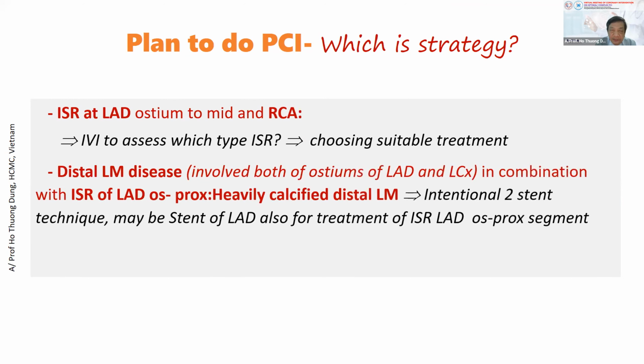The second, distal left main disease involves the ostium of LAD and circumflex in combination with in-stent stenosis of LAD, and it looks like a heavily calcified distal left main. So we must choose an intentional two-stent technique, maybe stenting the LAD also for treatment of the in-stent stenosis of LAD. With the two-stent technique, I think TAP or crush is suitable.